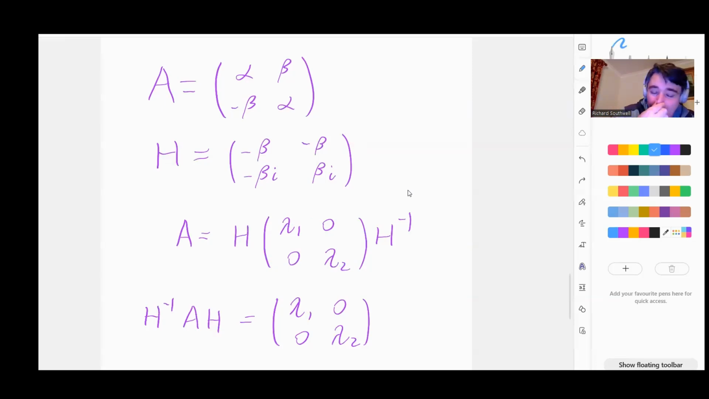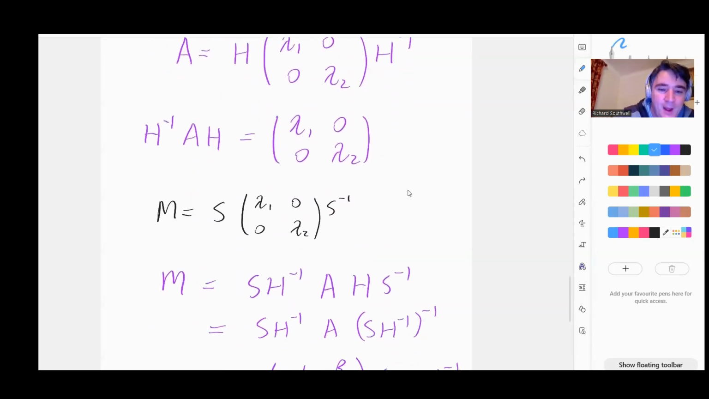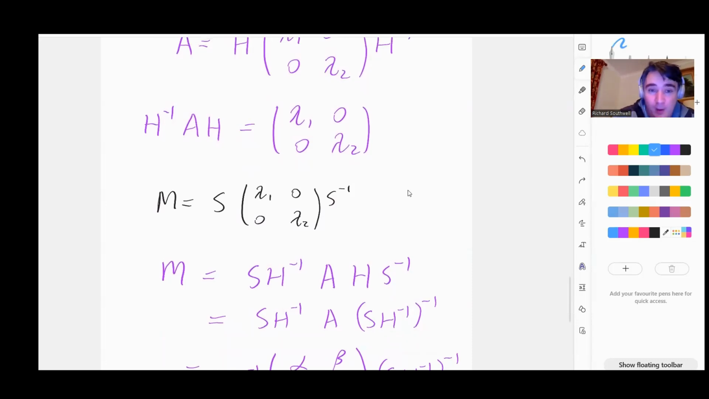And so now we can do a bit of manipulation, right? If we get this expression and we multiply it by H on the right and H to the minus 1 on the left, we get this. And then we also have our original expression for M. And so if we take this and we stick an S on the left and an S to the minus 1 on the right, we can do similar here. And so we find that this M here is the same as this, which is the same as this, which is here.